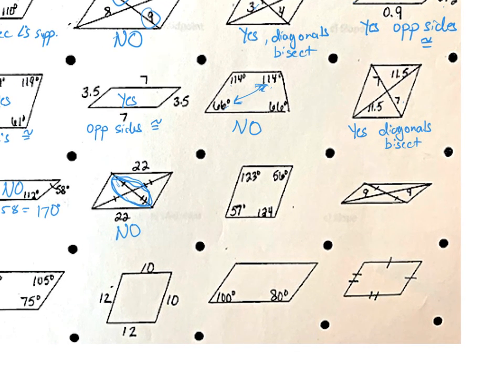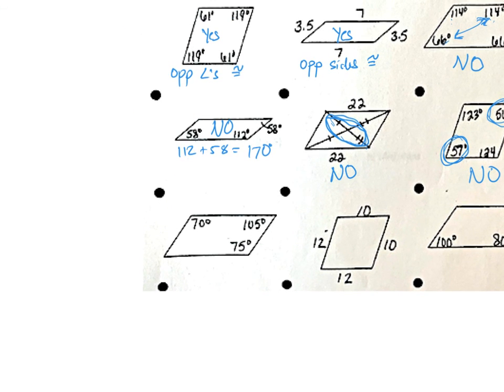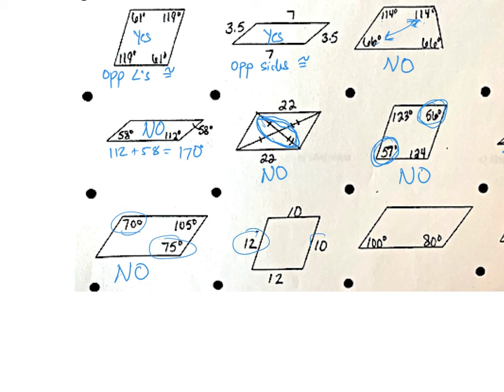The opposite angles have to be the same. These two are not the same. So this is a no. Here, the diagonals are the same because these are tick marks and these numbers are the same. So this is a yes, because the diagonals bisect each other. Let's go down here. 105, 70 and 75, they are not the same. So this is a no. Here, remember the opposite sides have to be the same. These are not. So this is a no.